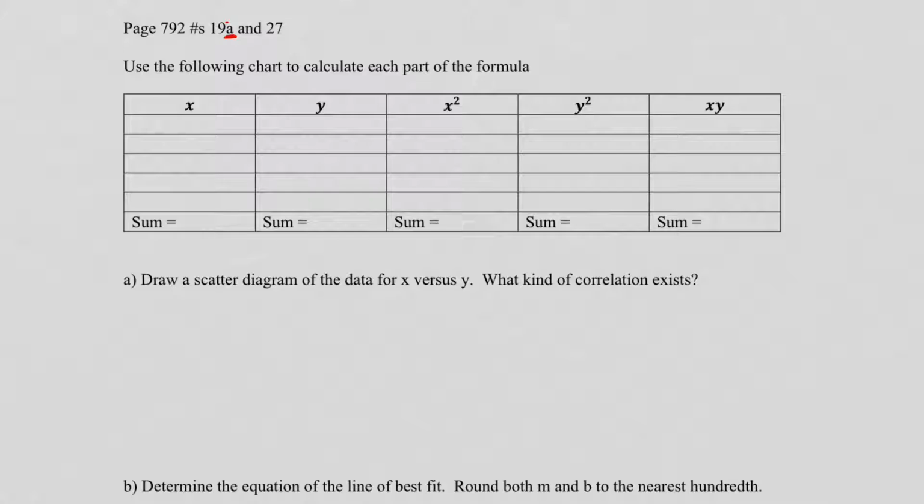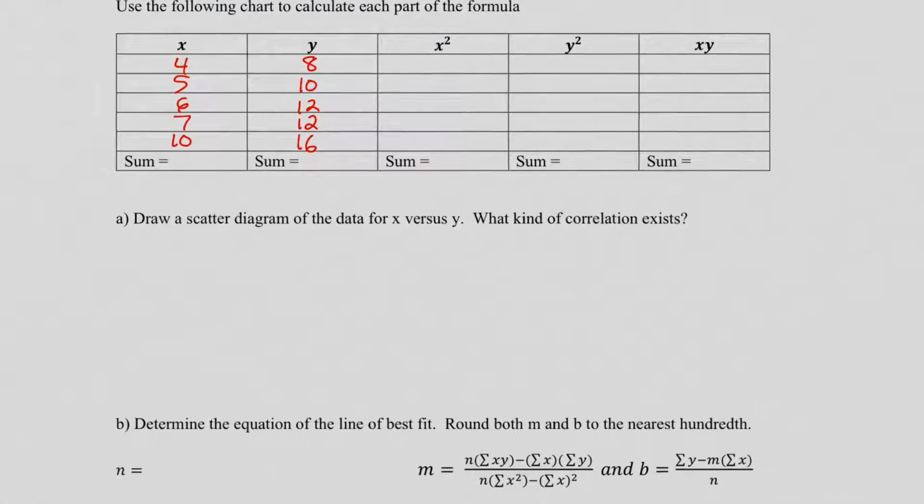So notice you see the A there. So 19A basically says to draw a scatter diagram. All right, so first of all, let's copy down the information from number 19, which the x values are going to be 4, 5, 6, 7, and 10. And then the y values from number 19 is 8, 10, 12, 12, and 16. Okay, so we want to go ahead and draw a scatter diagram for the data for x versus y.